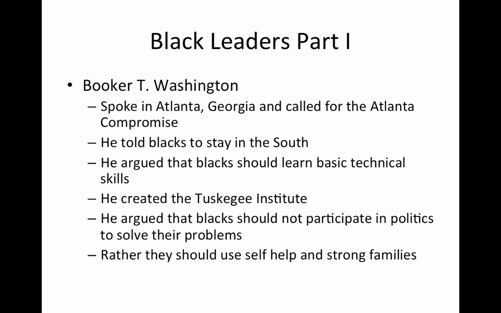Black Leaders, Part 1. Booker T. Washington, at the time period, spoke in Atlanta, Georgia, and called for the Atlanta Compromise. He told African Americans that they should stay in the South. He argued that blacks should learn basic technical skills, and he created the Tuskegee Institute. He argued that if black people did not participate in politics to solve their problems, but rather attempted to create strong families and use self-help, that eventually they would earn the respect of the white leaders of the country, and that would end racism in the United States.